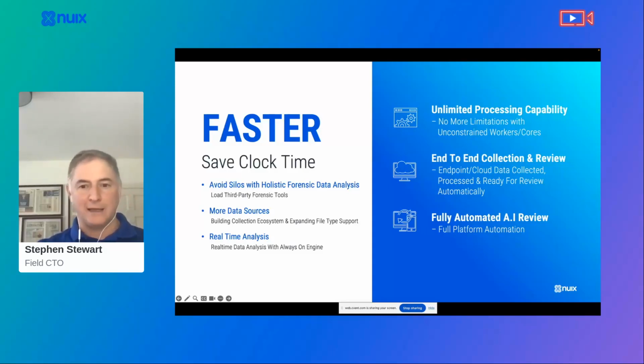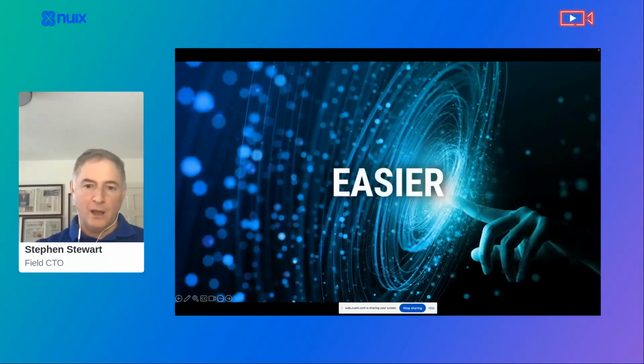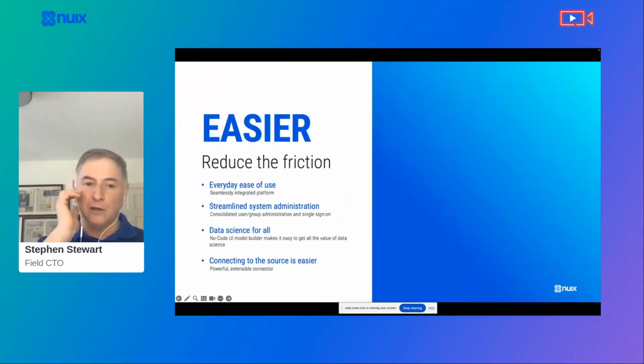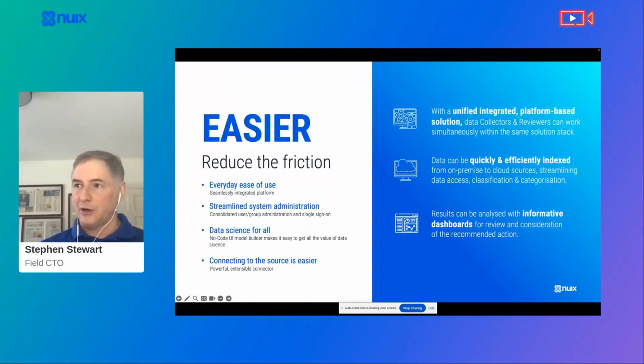So it's all about making things faster, easier, actually easier. And when we think about easier, easier is all about getting through the work with less friction. And so how do I make it easier? I make it easier by automating the process.